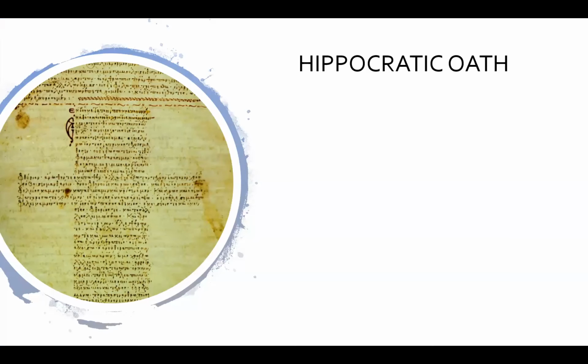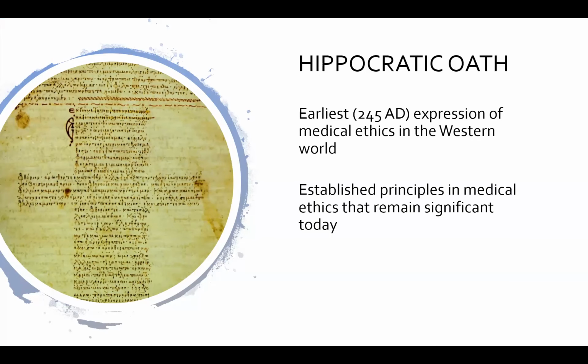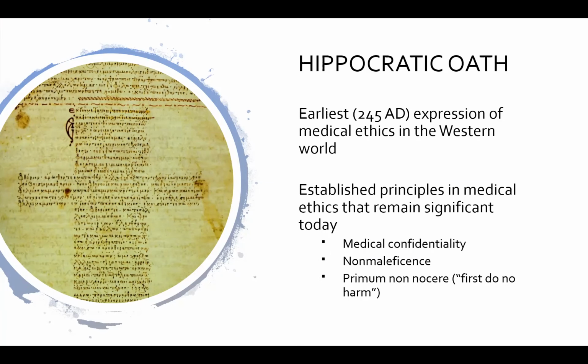Most of us took it when we graduated medical school. It's the earliest Western world expression of medical ethics. It was written in 245 AD. This is here on the left, you'll see the Greek version. Today, the oath has taken on a modern form, but certain principles remain from both the original and modern forms, which include medical confidentiality, non-malfeasance, and first do no harm. These principles still hold dear today, and we still abide by these in our patient-provider interactions.